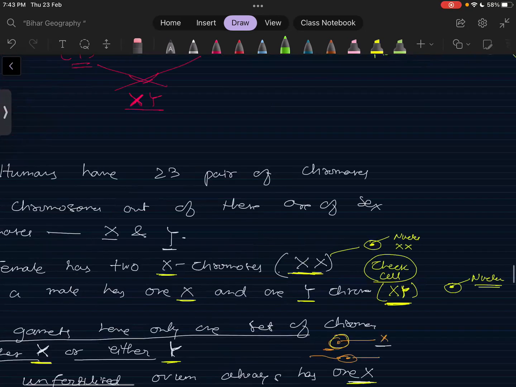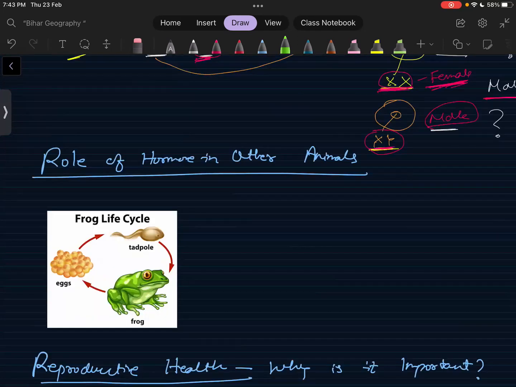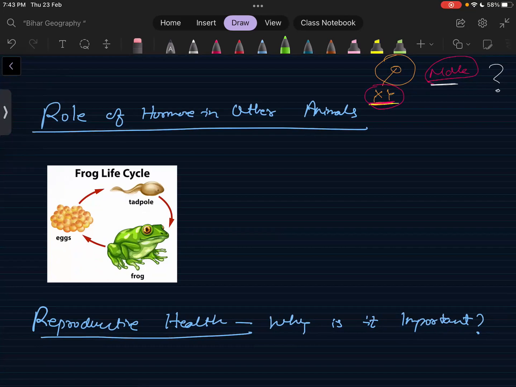So in today's class, we will be discussing the role of hormones in other animals. What role do hormones play in other animals? In the previous chapter, we talked about the life cycle of a butterfly and the life cycle of a frog. We call this metamorphosis. So what role do hormones play in metamorphosis?